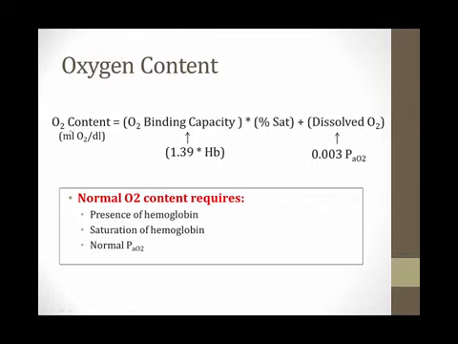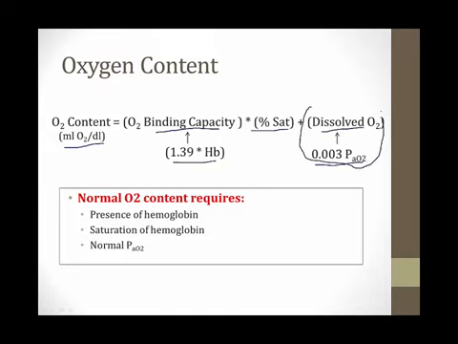And then a third way to measure the oxygen content of blood is to actually calculate a number called the O2 content. This number has units of milliliters of oxygen per deciliter of blood, and it can be calculated by determining the O2 binding capacity of blood, which is equal to 1.39 times the hemoglobin concentration. That number is multiplied by the percent saturation, and then finally you add to that a number for the dissolved oxygen in blood. That number is 0.003 times the partial pressure of oxygen.